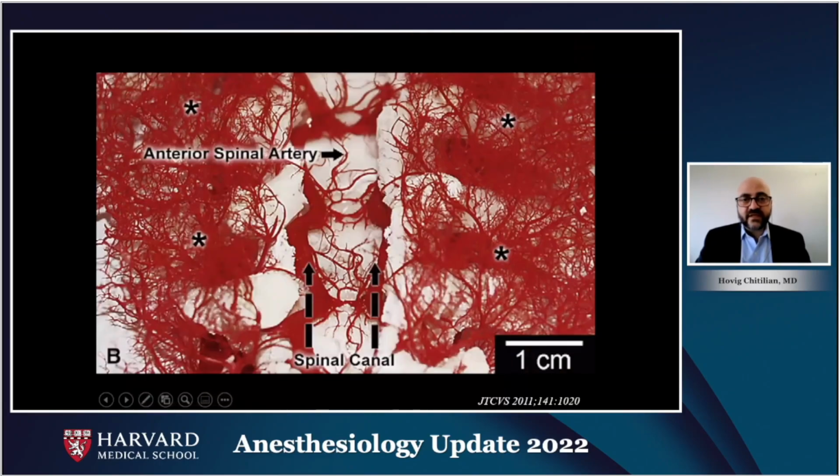Here's a coronal section illustrating the anterior spinal artery in the spinal canal. And again, this broad network of vessels is known as a collateral network. So it's now thought that anterior spinal artery perfusion is supported by this collateral network that goes alongside the artery that derives its blood flow from intercostal arteries or lumbar arteries at each segmental level.